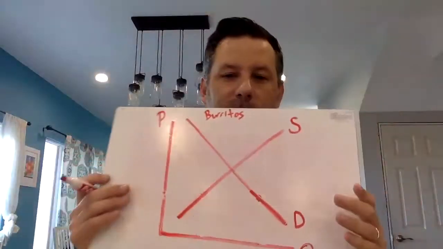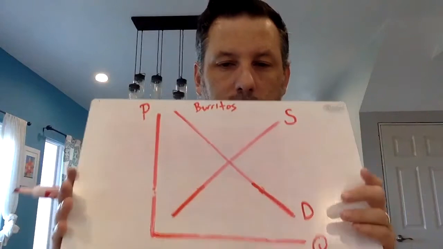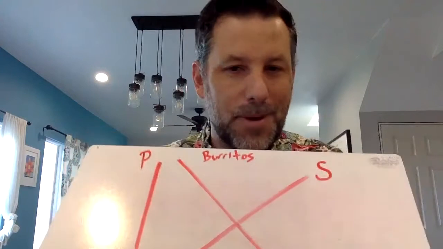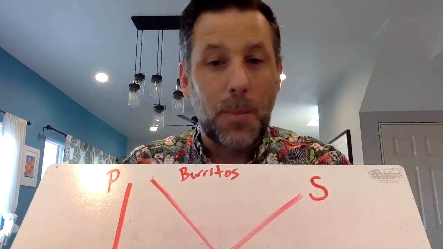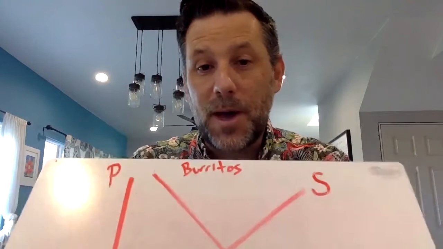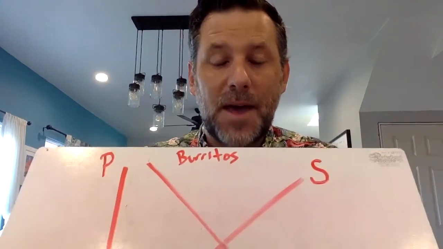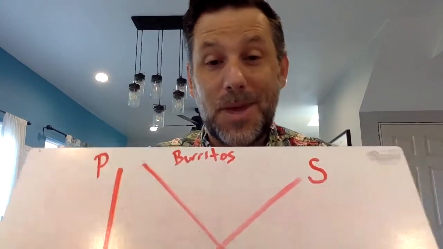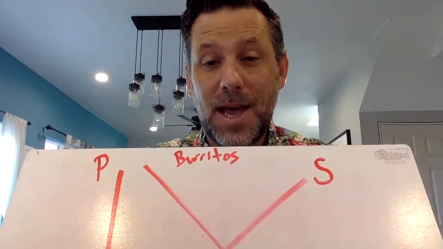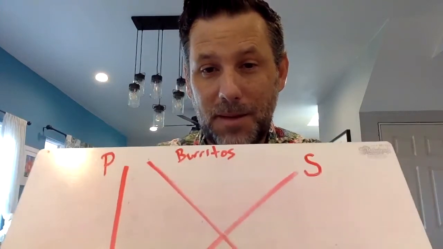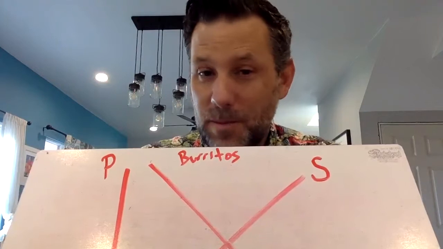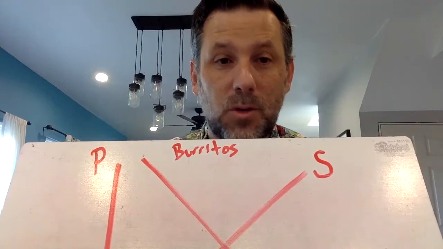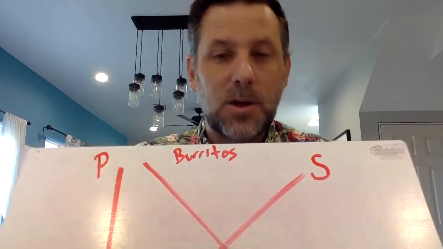So I've got my graph for burritos here, right? Now let's demonstrate something that happened in the real world a couple months back. Back in June, you might remember, one of the effects of the global pandemic was that a lot of meat packing plants in the Midwest had to shut down because they had COVID outbreaks. That meant beef wasn't being processed, so it was harder for stores and restaurants to get beef.